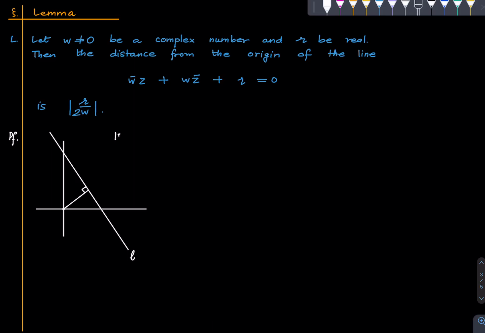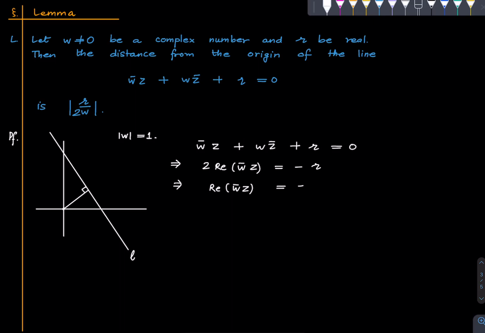I will be arguing under this assumption that mod w, meaning the magnitude of w, is 1. And the general scenario I'll leave as an exercise. Alright, so what does this say? w bar z plus w z bar plus r equals 0 implies twice the real part of w bar z is minus r, which implies the real part of w bar z is minus r by 2.